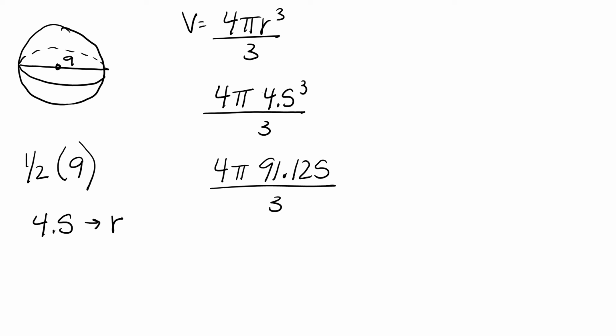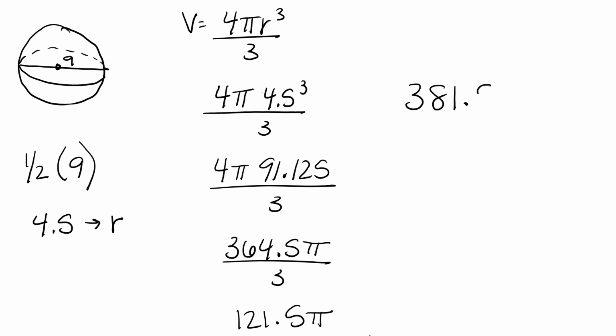91.125. We're going to jump over pi and multiply that answer by 4 to get 364.5. We divide by 3, which gets us 121.5. And then we can multiply by pi using the value 3.14 as specified in the directions to get an answer of 381.51. Rounding to the nearest tenth, the 5 is our tenths place and the 1 rounds down. And so our final answer is 381.5.